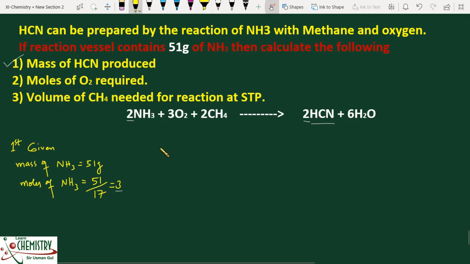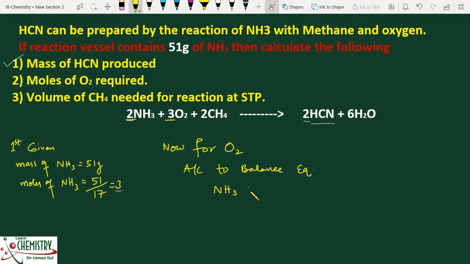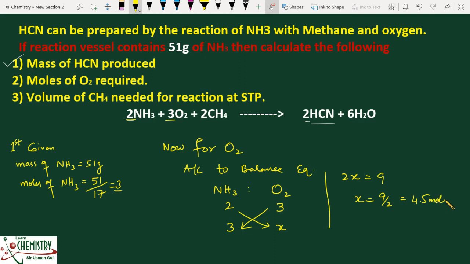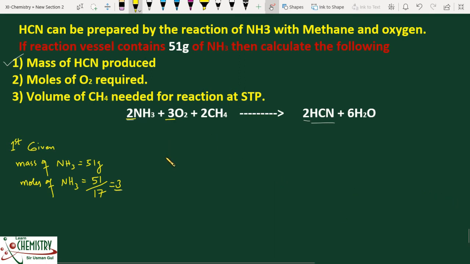Okay, now I will calculate the moles of oxygen. First I will write according to the equation, the balanced equation basically. The balanced equation shows that there are 2 moles of ammonia and 3 moles of oxygen. So I will take the mole ratio between ammonia and oxygen, that is 2:3, and according to the given, that is 3 moles of ammonia, I will use x for the oxygen and do the calculation. After the cross multiplication, 2x is equal to 9 and x will be equal to 9 upon 2, and I will get 4.5 moles of oxygen. Okay, now this is the answer of the second part.